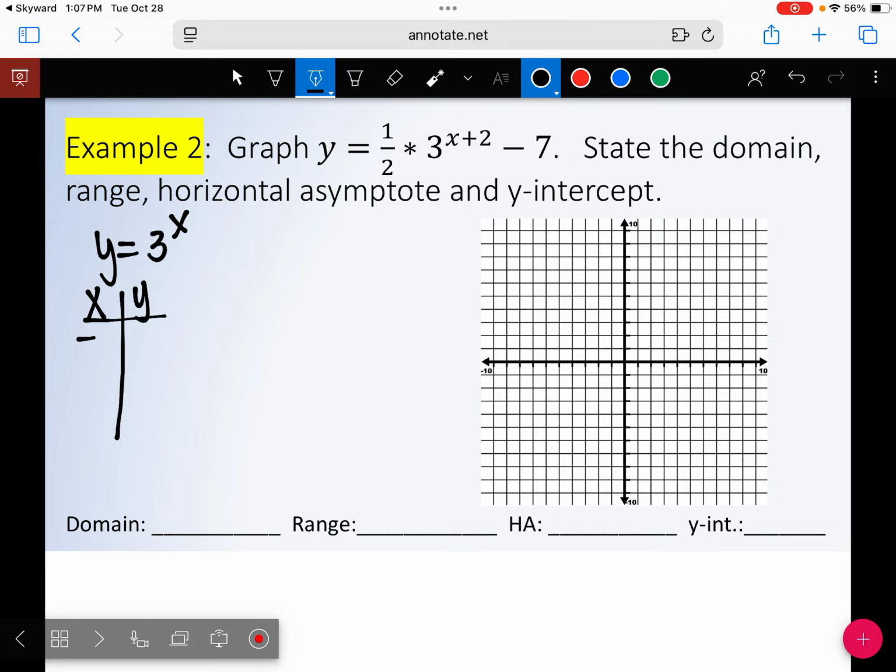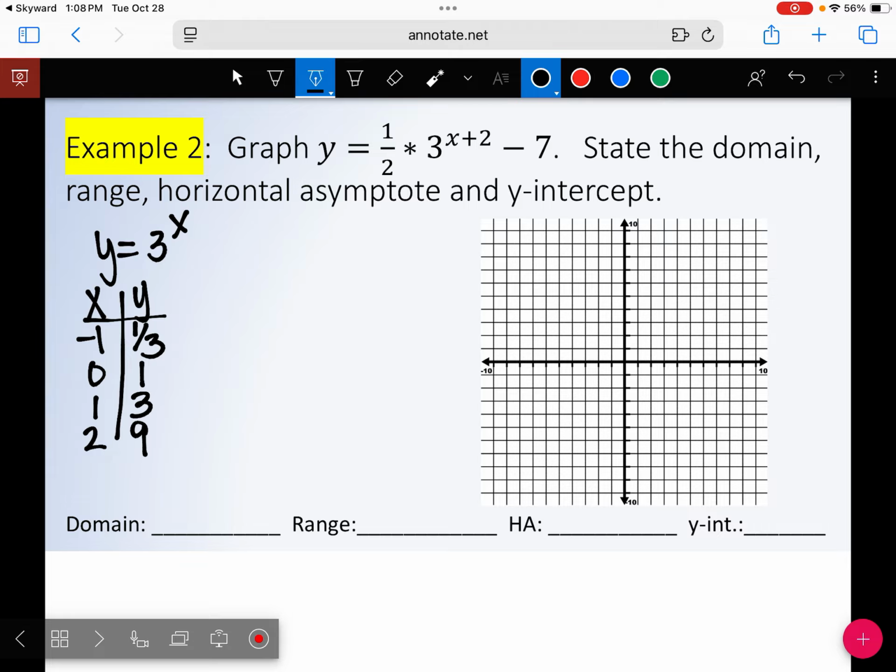Now, because my base is bigger, I can't go as high. Because remember, we have a 10 by 10 grid. 3 to the third is 27, so that's too big. So what do you think 3 to the power of -1 is? 1/3. And then 3 to the 0 is 1. 3 to the first is 3. 3 to the second is 9.